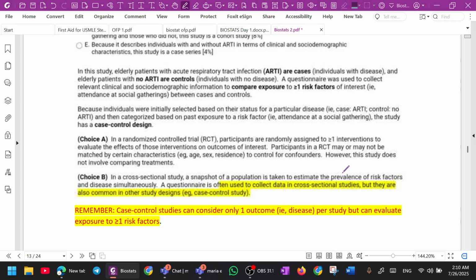Okay, B. In cross-sectional studies, a snapshot of the population is taken to estimate the prevalence of risk factor and the disease simultaneously. A questionnaire is often used to collect data in cross-sectional study, but they are also common in other study designs, like case control study. Does it make sense, that one?